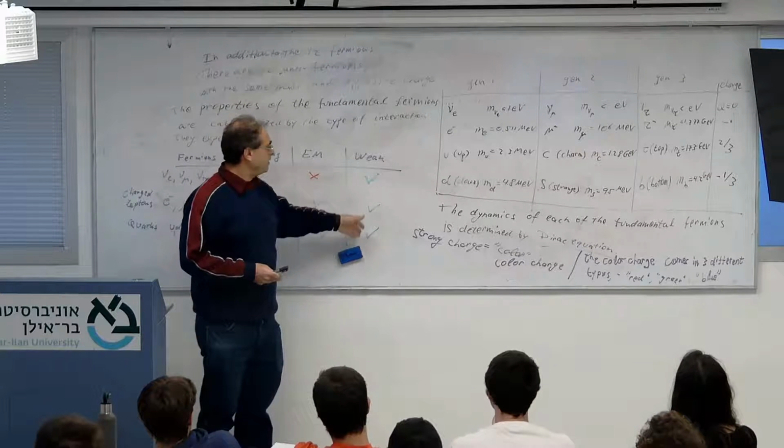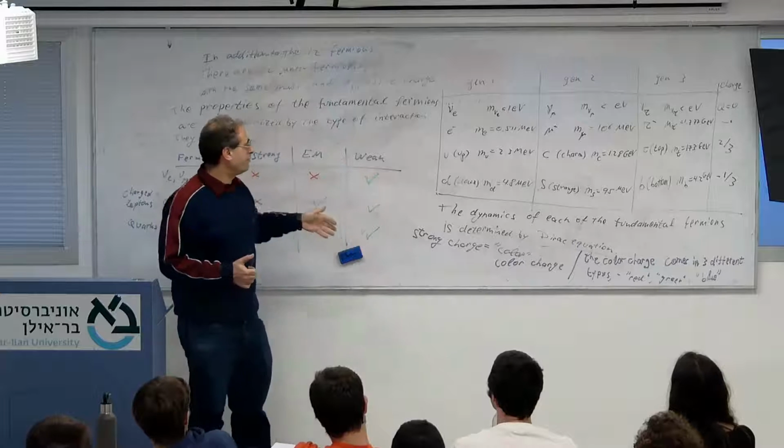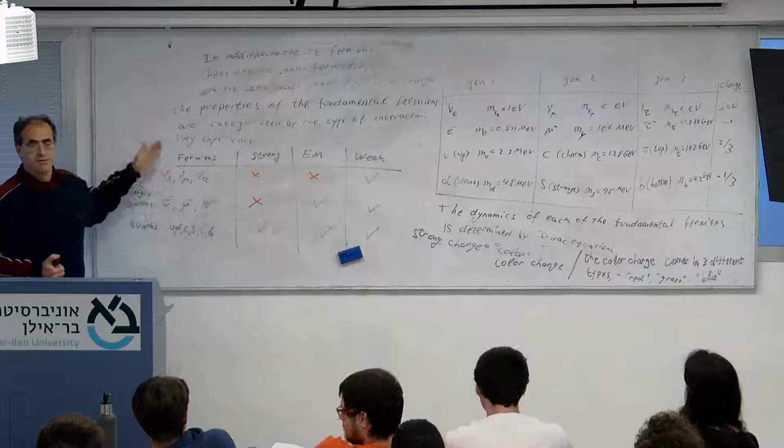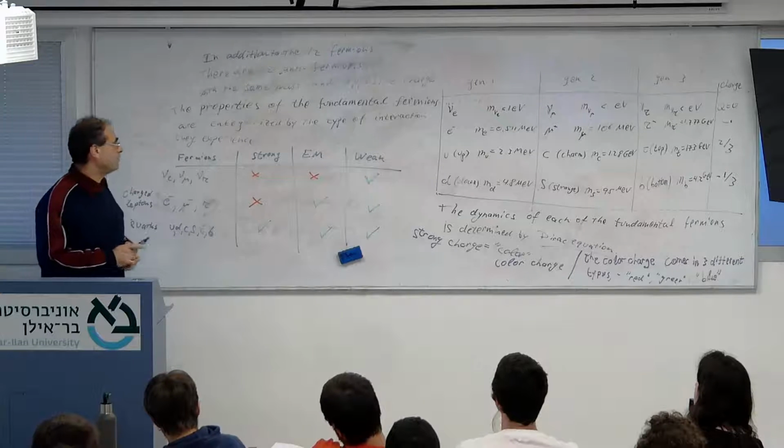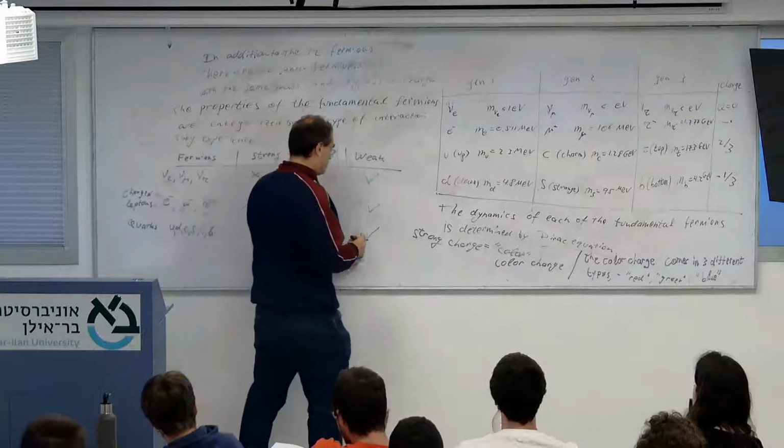All of them carry a weak charge because all of the fermions interact via the weak force. So we can say that all fermions carry weak charge.